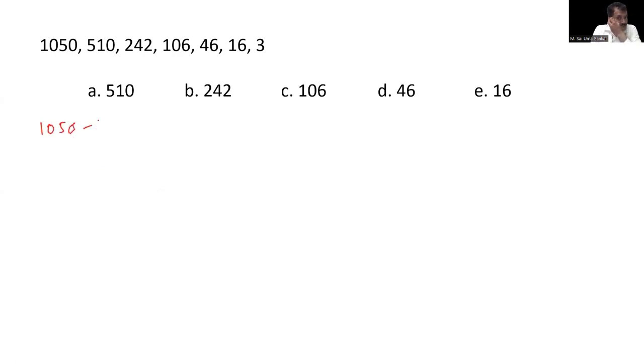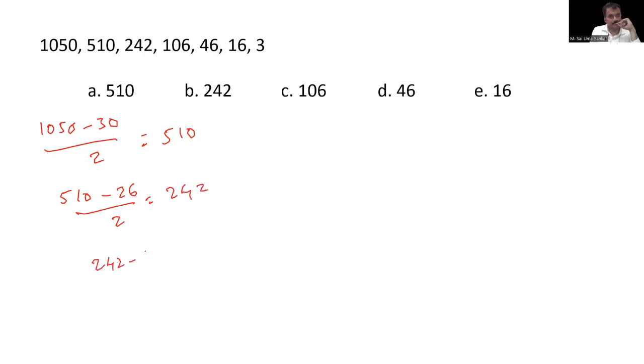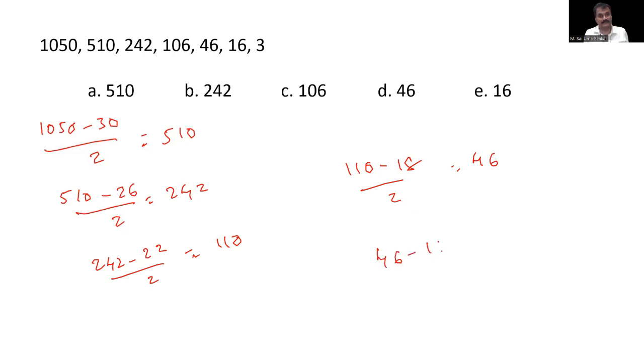Suppose 1050 minus 30/2 is equal to 510. 510 minus 26/2 is equal to 242. 242 minus 22/2 is equal to 110. Suppose 110 minus 18/2, so this is equal to 46. Suppose 46 minus 14/2 is equal to 16. The 16 minus 10/2 is equal to 3.